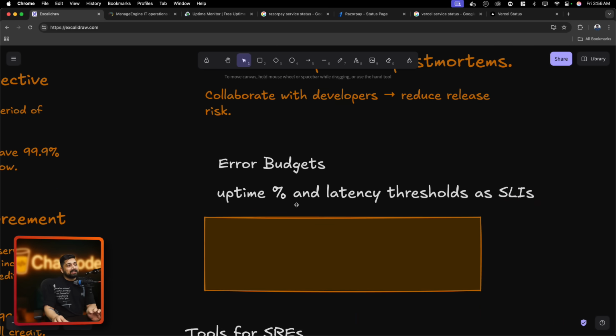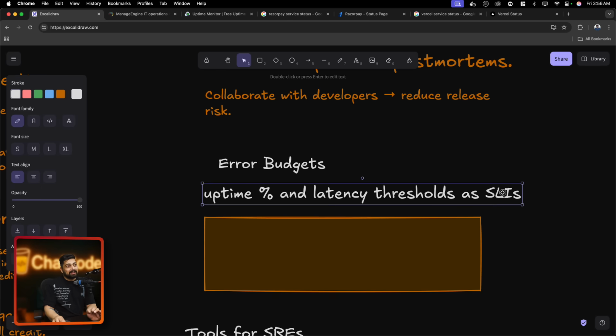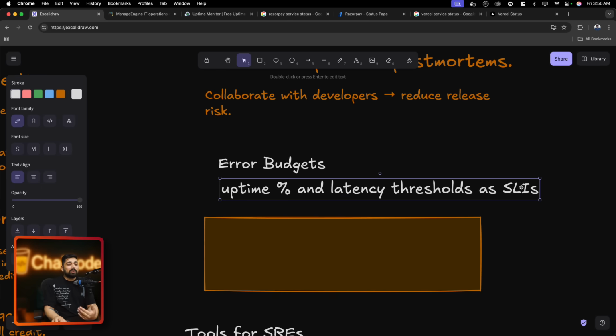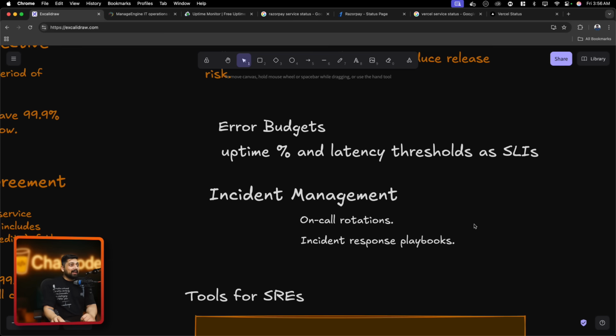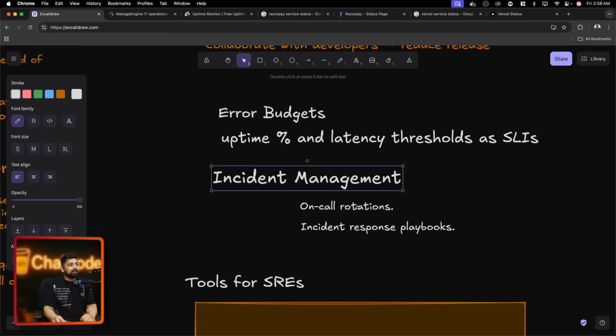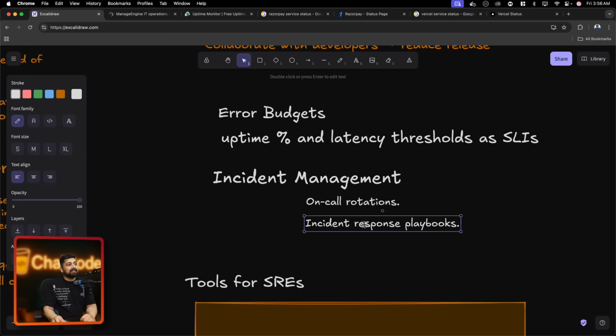So uptime percentage and the latency threshold as the SLI promises, you are the one doing this error budgeting: how many errors are remaining so that we can push things to production and it will be fine. Even if there is downtime, that's okay for us. You are responsible for that. And you also do incident management as well. You do the on-call rotation and you do the incident response playbook as well. You literally write those playbooks.